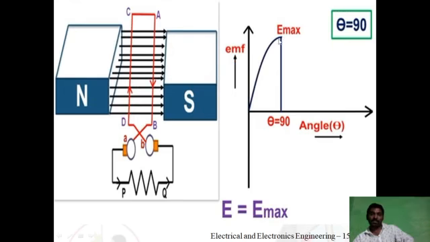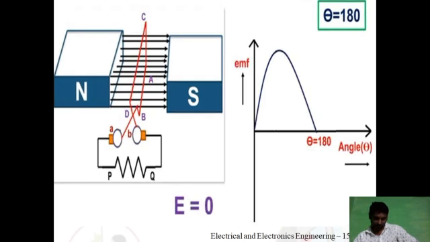At theta is equal to 0, it is 0. At theta is equal to 45 degree, some EMF is induced, somewhere around here. Roughly we can take E max divided by 2. At theta is equal to 90 degree, it is E max. Okay. So like this, you can move on to theta is equal to 180 degree.